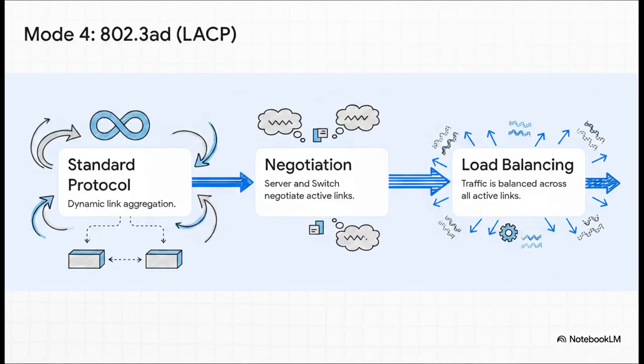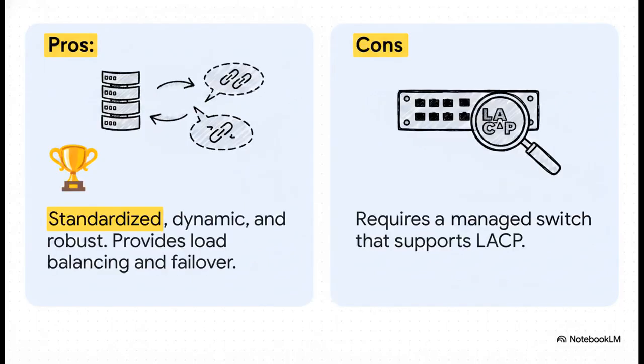Okay, now for the big one, the one you'll see out in the wild all the time, Mode 4, which uses the 802.3ad standard. You'll probably know it as LACP. This is the industry standard, and for good reason. It's a dynamic protocol where your server and your switch are constantly talking to each other, negotiating which links are active and how to balance traffic across them. This is the mode for pretty much any professional production environment. It's a fantastic mix of smart load balancing and automatic failover. The only catch? Your hardware has to be up to the task. You absolutely need a managed switch that supports LACP.